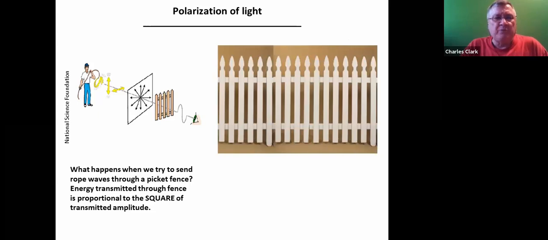we have a rope, and we put a picket fence. We put another fixed viewpoint here, and then we put a picket fence. The rope is going through one slab of the picket fence, and now we're going to be oscillating the rope back and forth, and see what happens. This is an analogy to optical polarization. That is, it's not completely inaccurate.